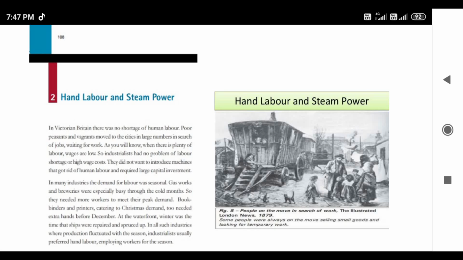And for the rest of the year, for the rest of the time, I can say, these industries used to lie idle. And on the other hand, we also see that in seasonal industries, only seasonal labor was required. That's why workers were preferred rather than machines.